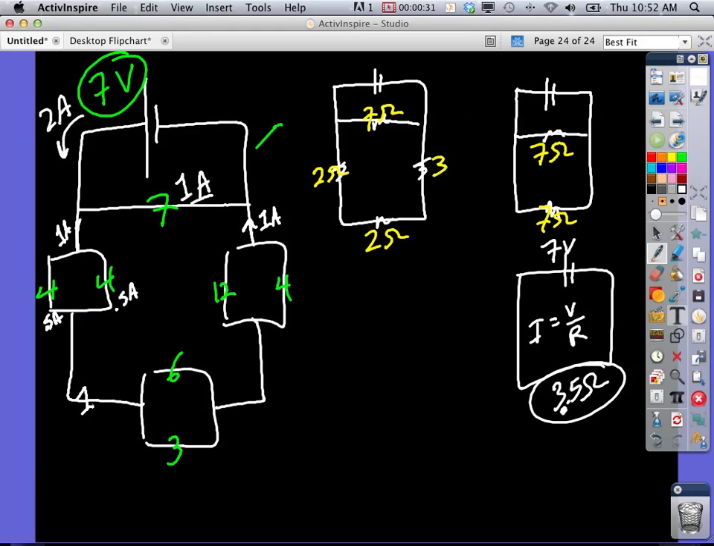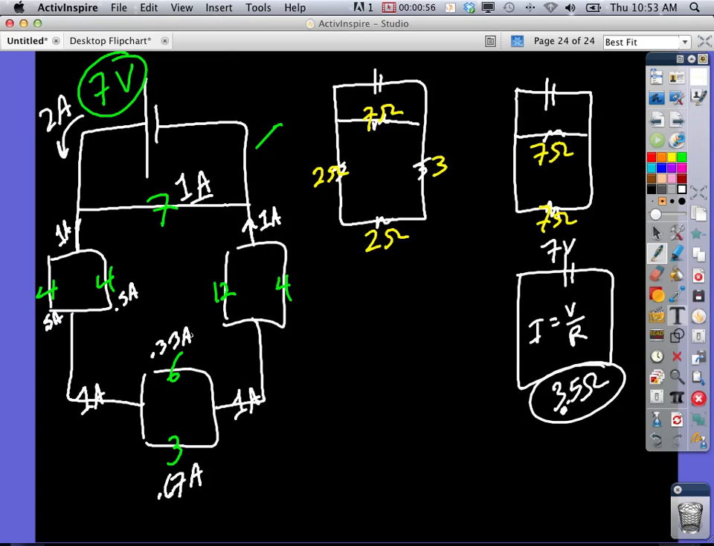I have 1 amp coming through here, 1 amp coming through there. So that lets me know that this is 0.5 and 0.5, or half an amp each. Now, here, what has to be true about the current? Yeah, this one has to have twice as much current as that one. So this is going to be 0.67 amps. This is going to be 0.33 amps.